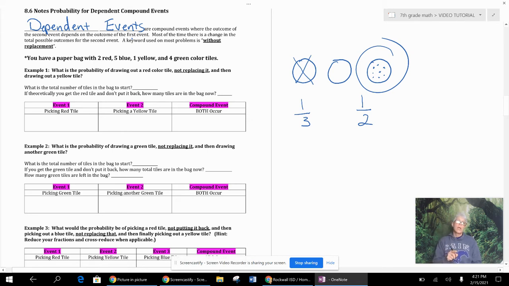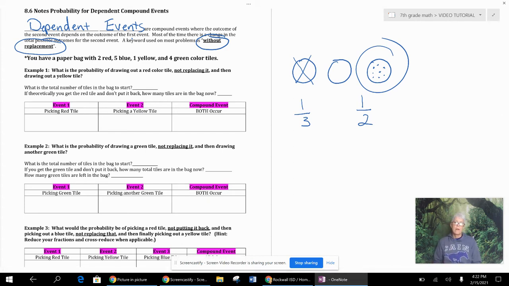So yesterday we had a situation where we were pulling colored tiles out of a bag, and there were 16 tiles in the bag, and we pulled out a tile. And then do you remember what we did with that tile? We put the tile back into the bag. So when we pulled the second time, there were still 16 tiles in the bag. Well, today it's going to be different. Today we're going to do without replacement. So when we take something away, we're not going to give it back.